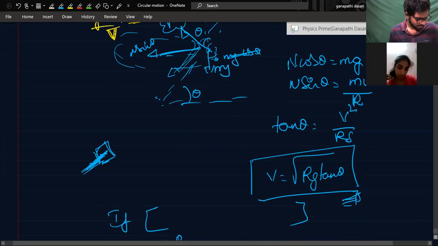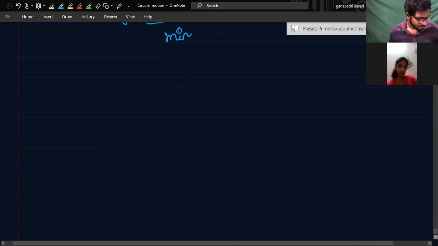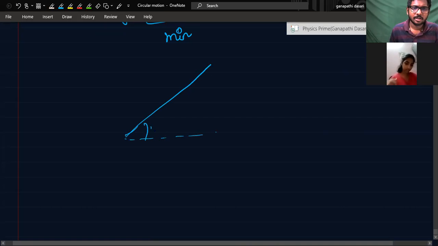Here, for a rough surface, you understood this? For a rough surface, there will be a normal like this on the car. There will be mg like this. There will be theta like this. Then this is theta. This will become theta.